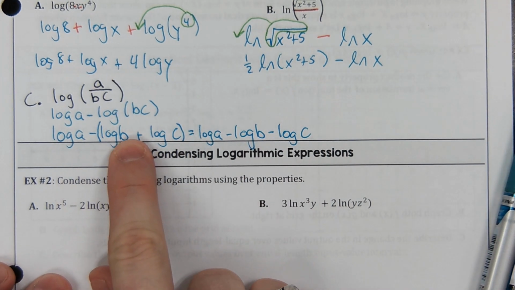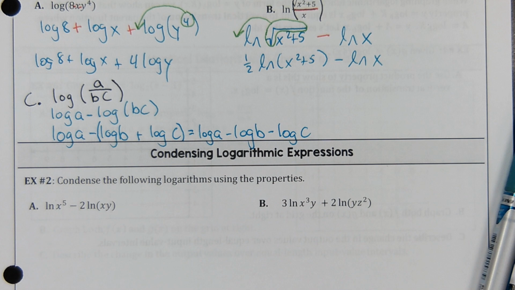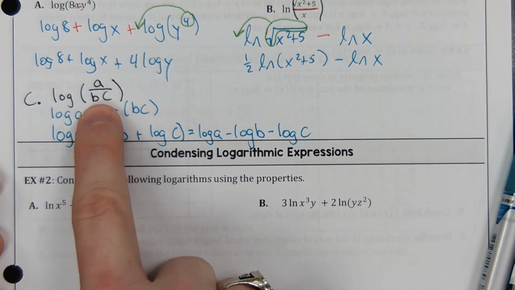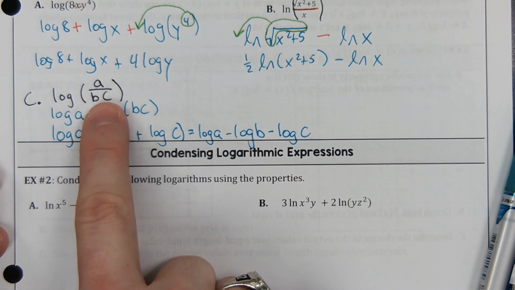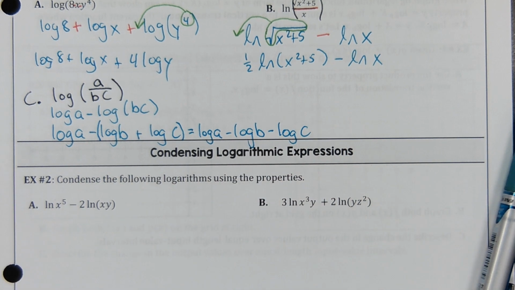Or we could do it like this. It doesn't matter. They're all going to land us here. So once again, watch out for these multiplications in the denominator. If it comes out of the bottom, it needs to be negative when you expand. Thanks, Kaylin. I appreciate you.